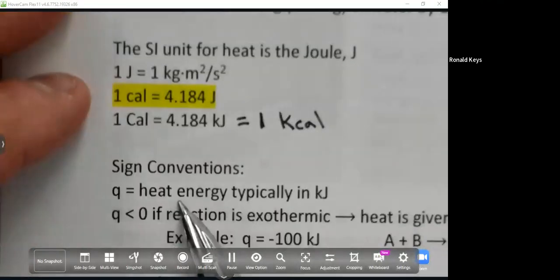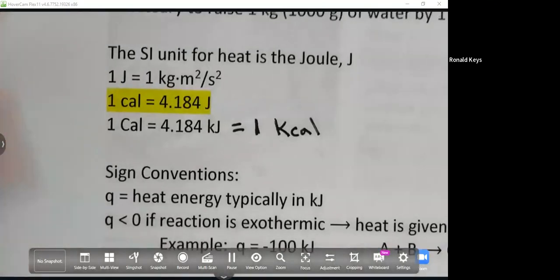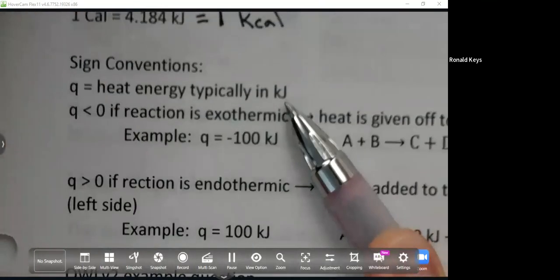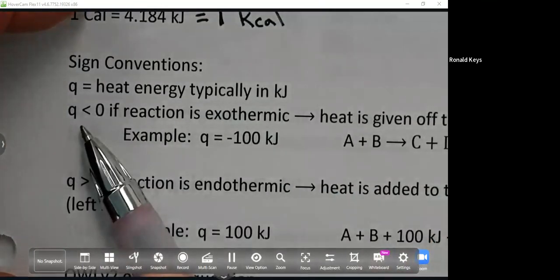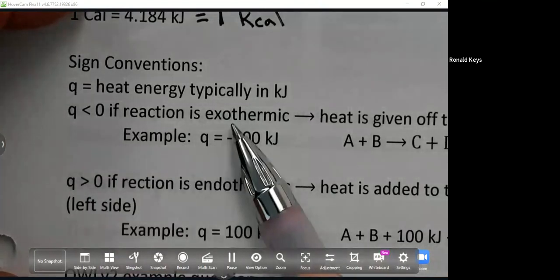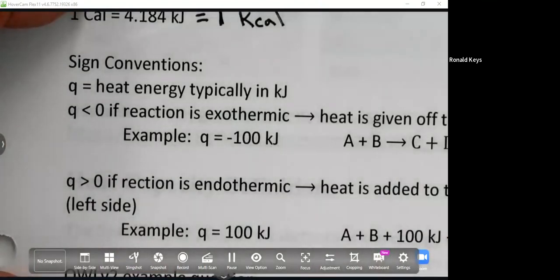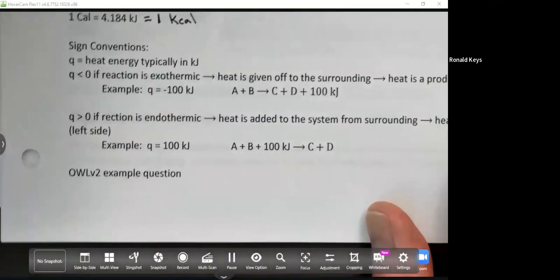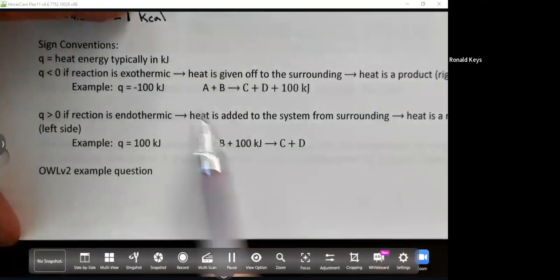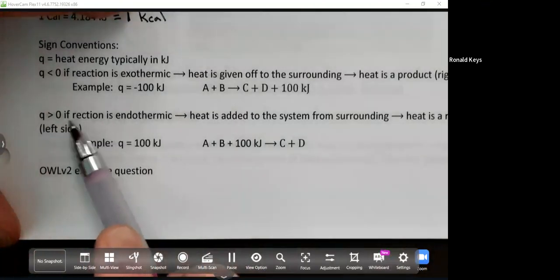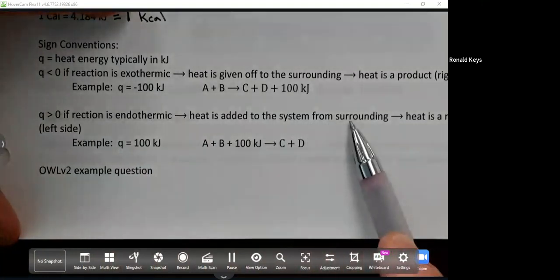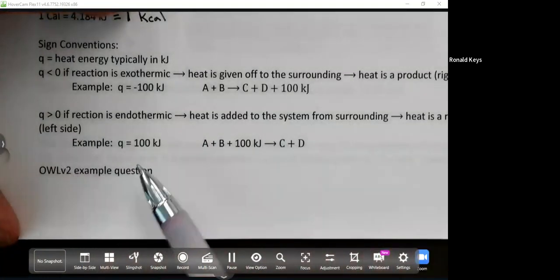So Q is heat energy, typically in kilojoules, but we can do it in joules or calories. Again, if Q is less than 0, the reaction is exothermic. Heat is given off to the surroundings and it's on the product side, which we looked at previously. If Q is greater than 0, the reaction is endothermic. Heat is added to the system from the surroundings, and heat is on the reactant side here.